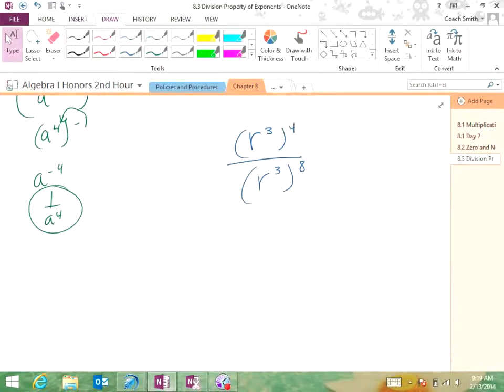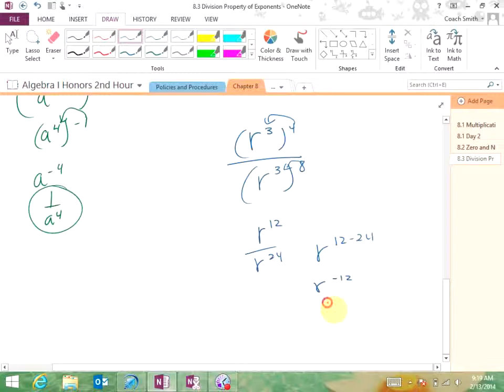What Blake said was correct. He distributed the 4 to the 3, which gives you r to the 12th. Then the 8 to the 3, which gives you r to the 24th. But now I got to go r to the 12 minus 24 power, which is r to the -12, which means I have 1 over r to the 12th.